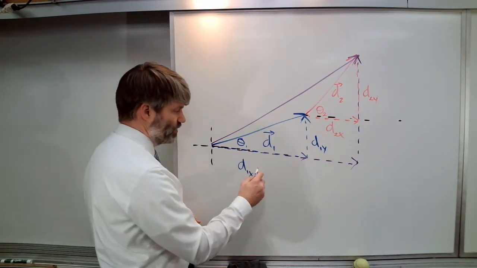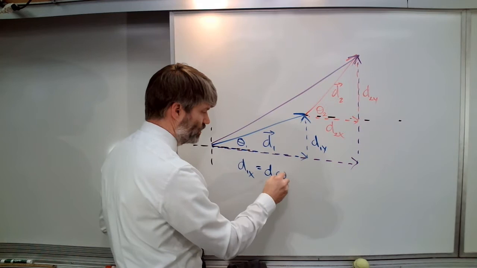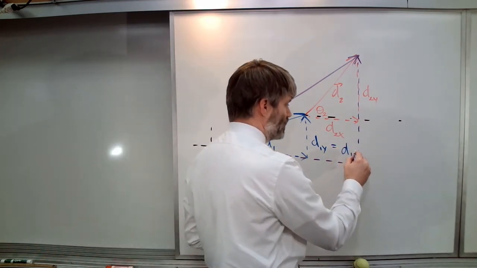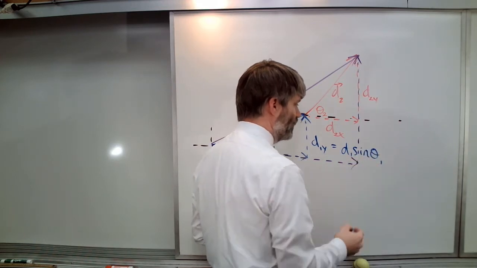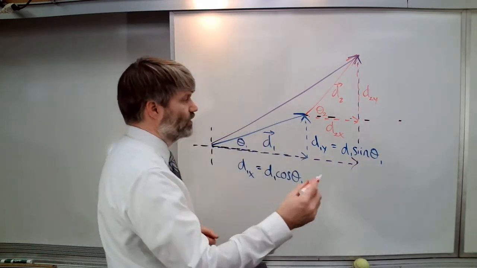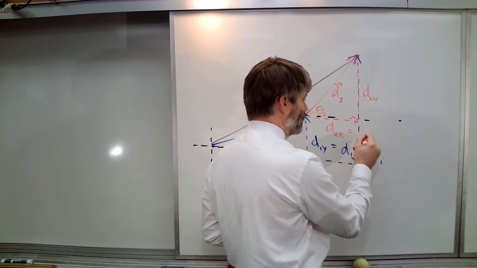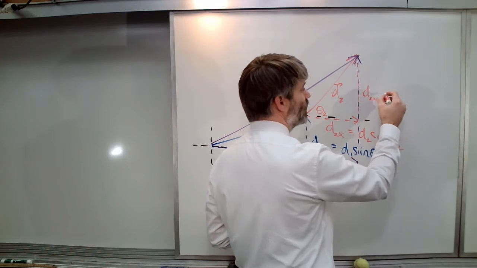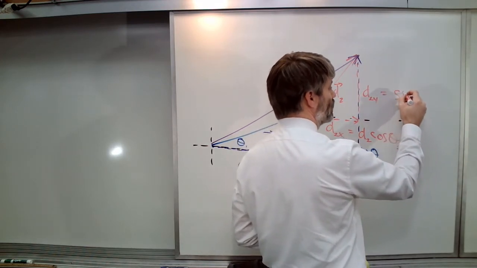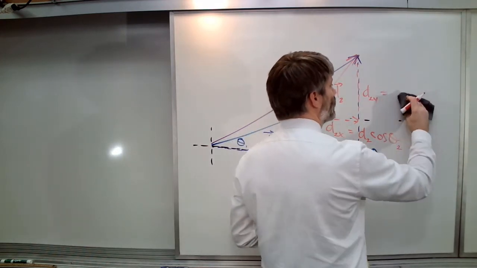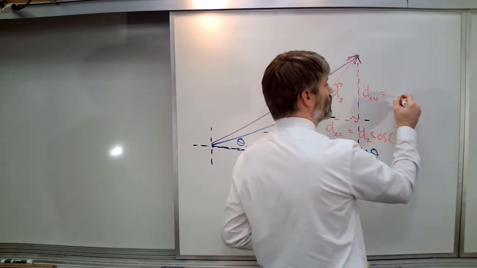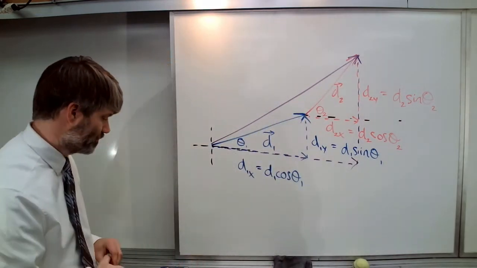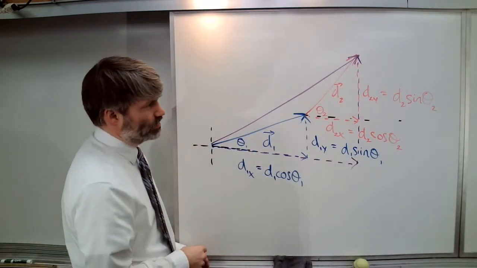D1's X, remember, is just going to be D1 cosine of theta 1. D1's Y, D1 sine of theta 1. D2's X, D2 cosine of theta 2. D2's Y is sine of theta 2.